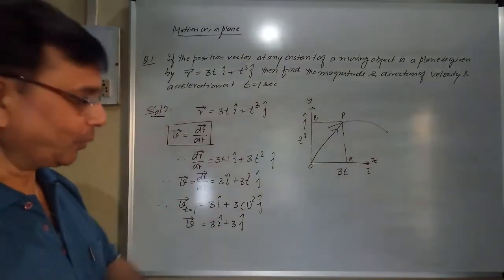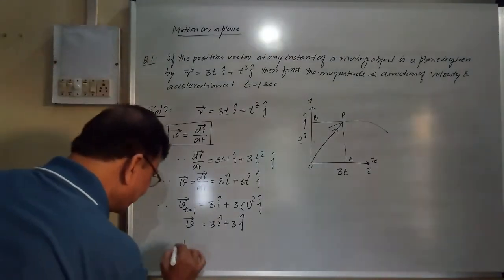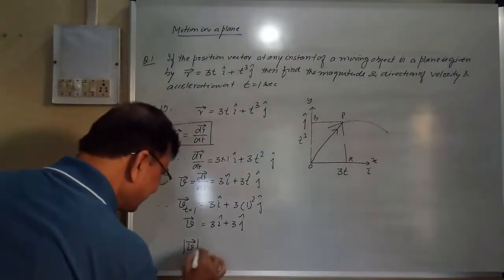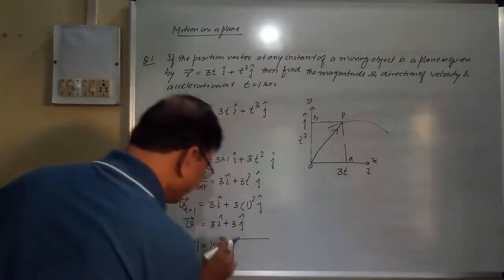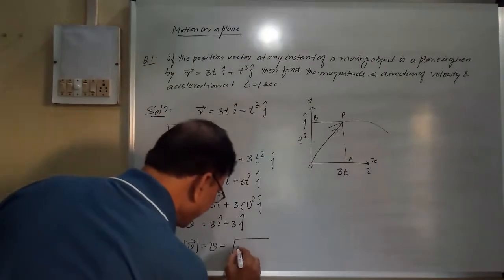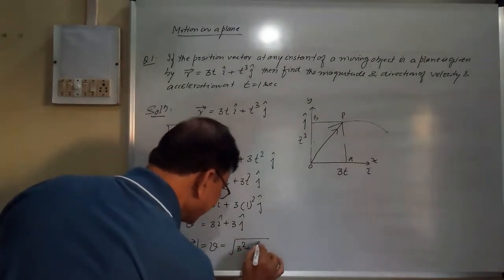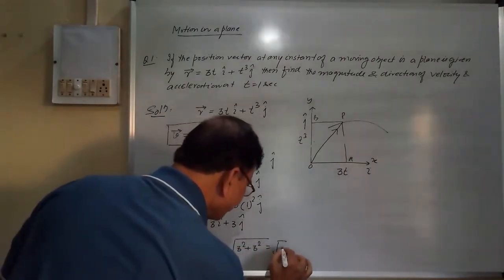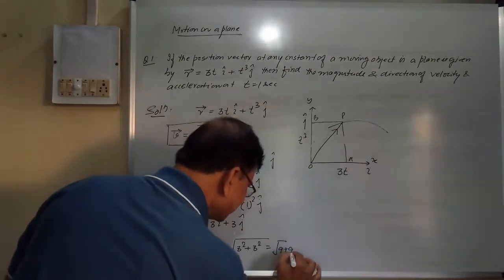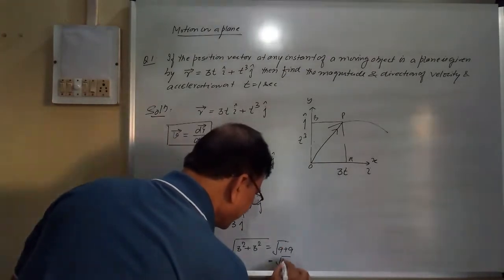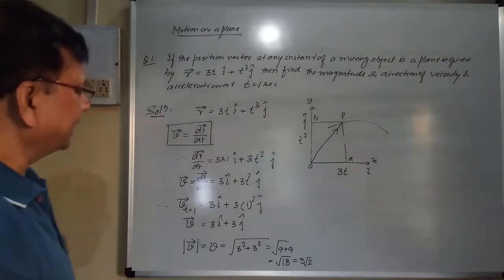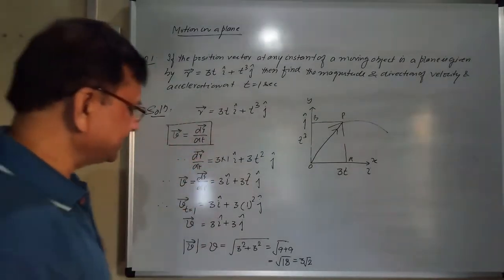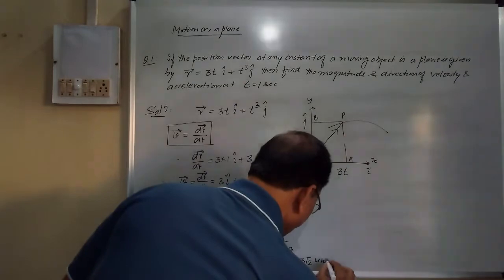So magnitude we know. Magnitude, that is magnitude of velocity vector, that is simply v, that is equal to under root this square plus this square, that is 3 square plus 3 square, that is under root 9 plus 9, that is equal to under root 18, that is 3 under root 2. If unit is not given, we will simply write this much.